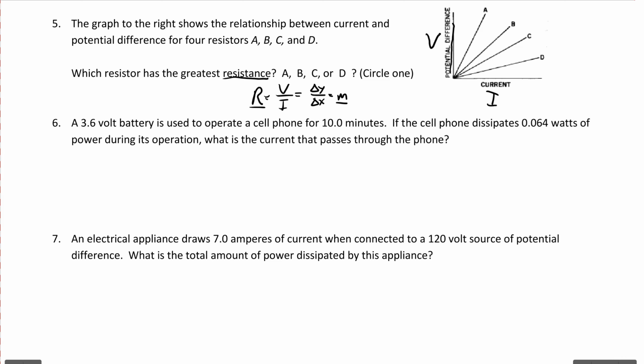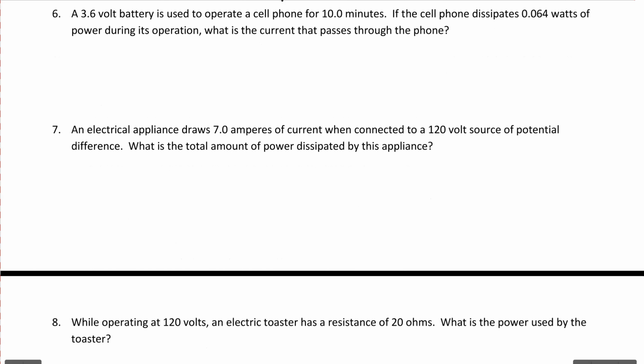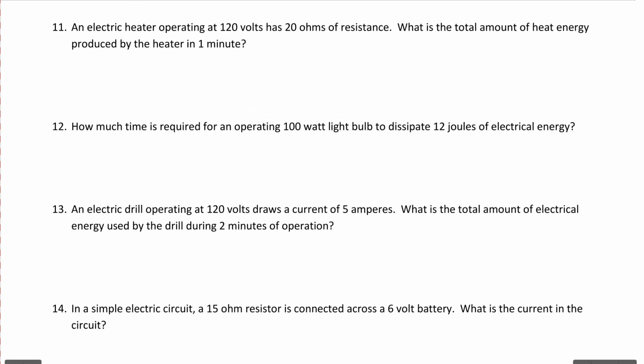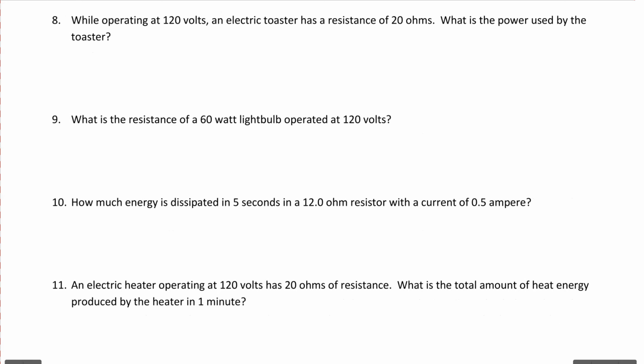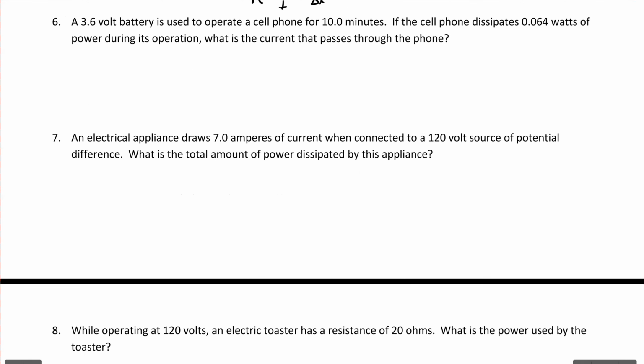Because the voltages are on the y-axis and the current is on the x-axis. So the greater the slope, the greater the resistance. So we want the one with the greatest slope, or the steepest slope, and that's choice A. Wow, that was a lot of relationship type questions. Now it looks like you're just going to be plugging in a bunch of numbers. So practice using the equations.